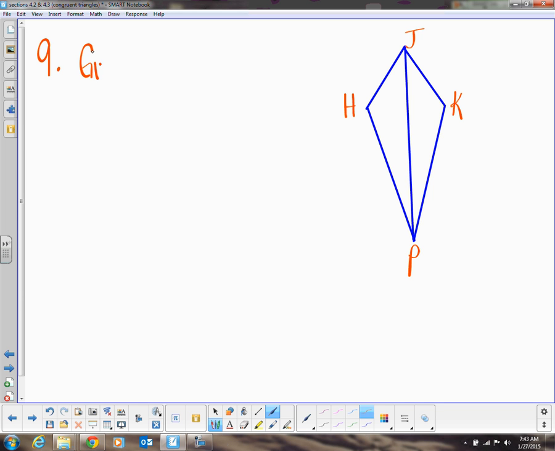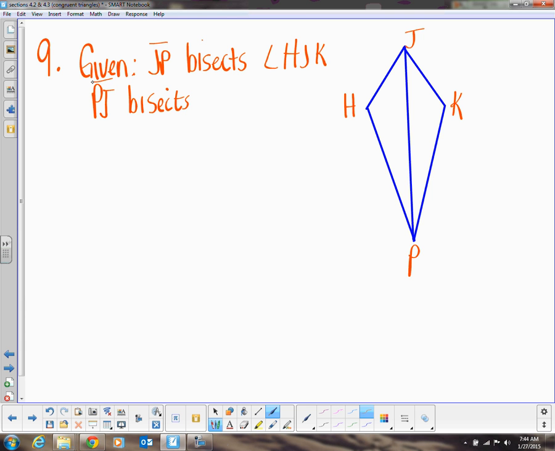So I'm doing this in the format of today. I'm really not teaching you anything new. It's just that we're subdividing our statements from reasons. All right, so JP bisects HJK. And then we've got, I should have said PJ bisects angle HPK.